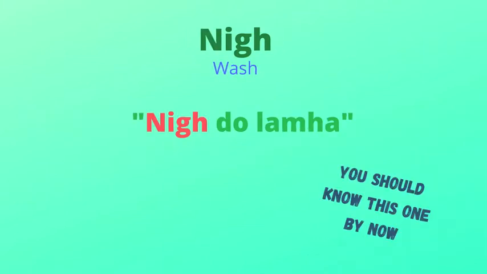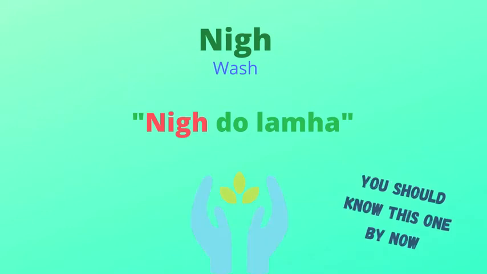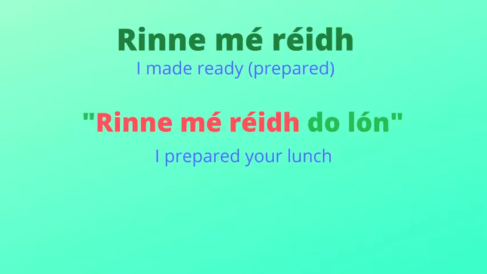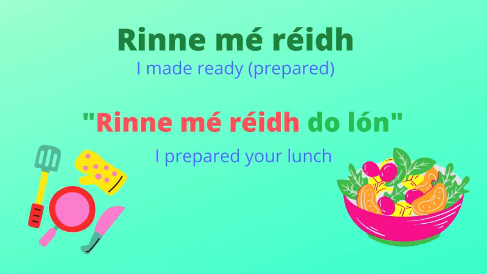Nigh is wash. You should know this one by now. You tell me, what's nigh do lámha? Chuir is put, another past tense verb. Chuir mé sin síos. I put that down. So we're looking out for briathra, verbs in the past tense. Here's another one, rinne. Rinne mé réidh, I made ready or I prepared. Rinne mé réidh do lón, I prepared your lunch.